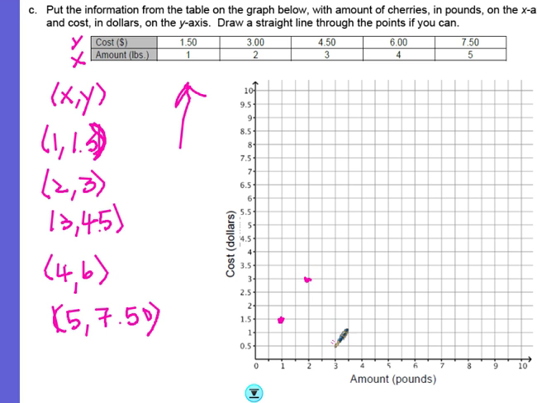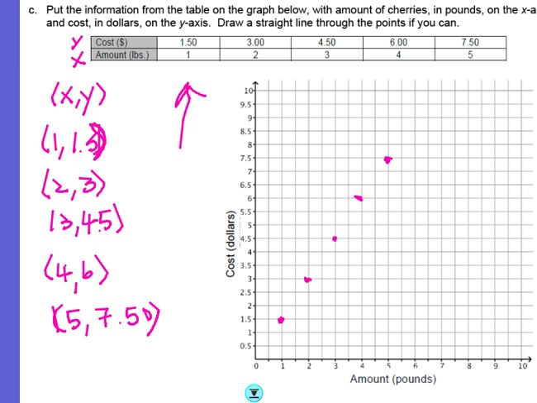And 3, 4.5. So starting at 3, it goes all the way up to 4.5. And 4, 6 goes all the way up to 6 here from 4. Then the next point, 5, 7.50.